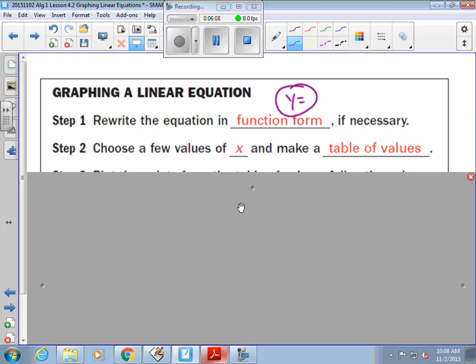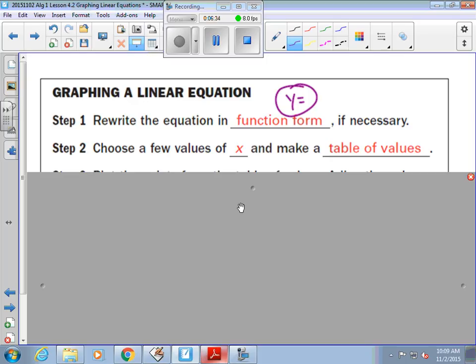Step 2, choose a few, we'll say 5 for now. Choose a few values of x and make a table of values. I'm pretty sure it was somebody in this class that said something about checking it with 3 points. You only need 2 points to make a graph. But the third point will check to see if something's wrong, if it's not in a straight line when you graph it. Okay.